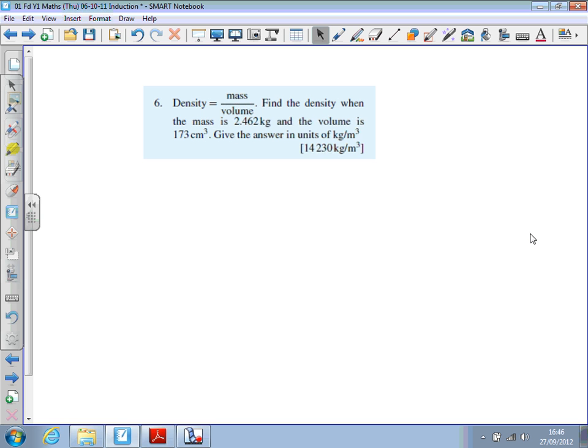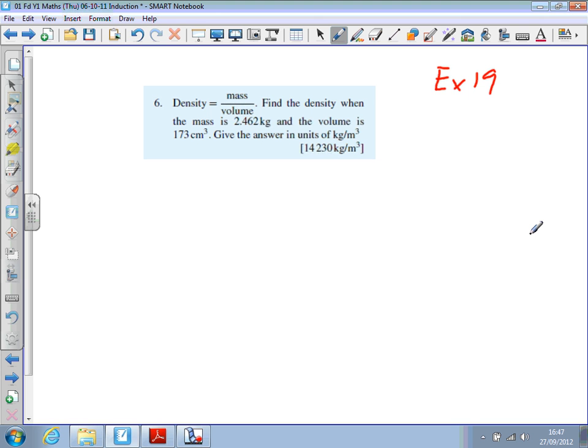Question 6 in this exercise 19. The problem with this one is, well, what is the issue with this one, thinking about the checklist that we've got written down?